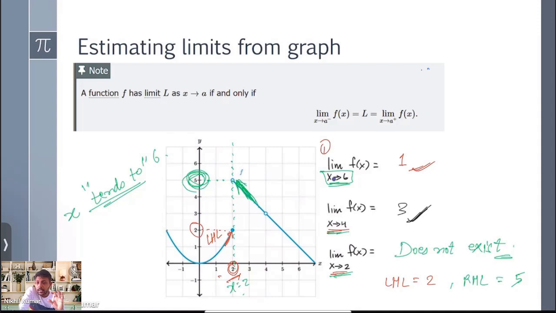But does the limit of this function exist at x equal to 2, or as x approaches 2? Does the limit of this function exist? The answer is no. For a limit to exist, you have to get the same value from both sides.